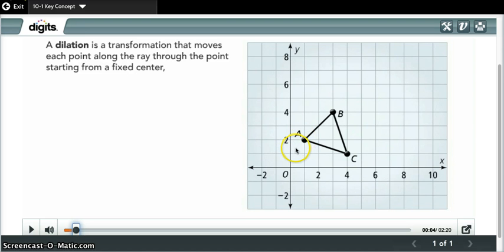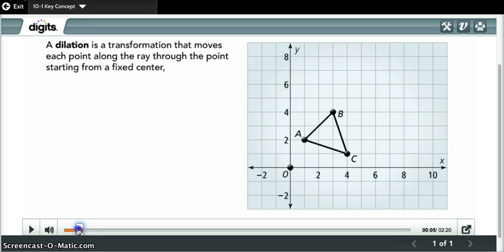So when you're working with dilations, you're going to be working with something called a scale factor. A scale factor tells you how much to grow the shape or shrink the shape. So if it is a scale factor of 2, you're going to double the size of the shape. If it's a scale factor of 1/2, you're going to shrink the size of the shape. It's going to result in a smaller shape, half the size of the original triangle.